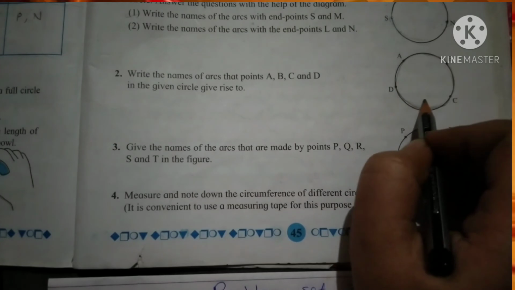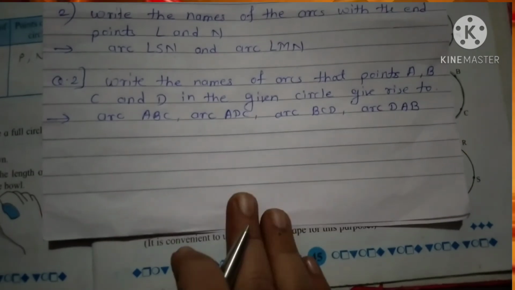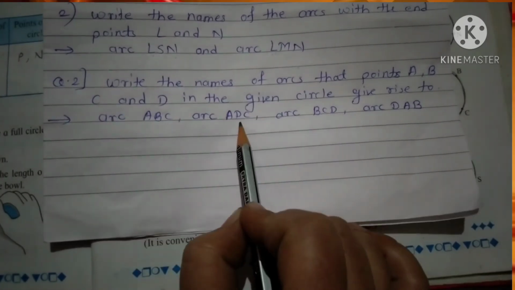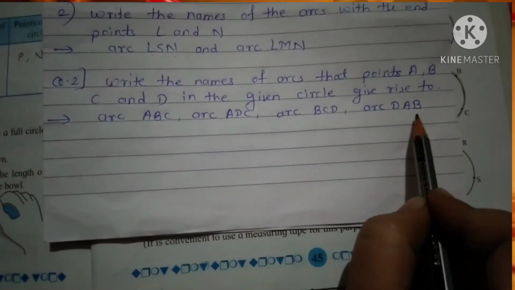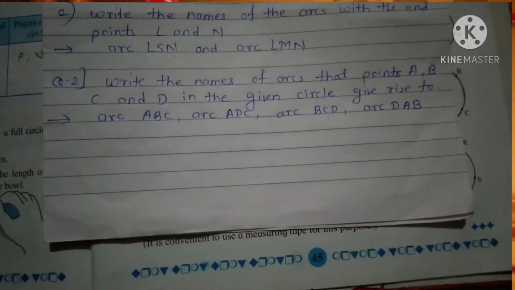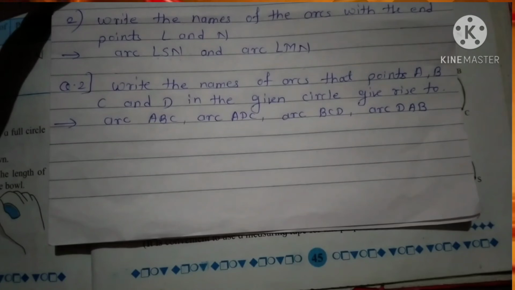Opposite to BCD we get arc DAB. This also we get. Now another arc: if we go with this path, arc CDA is the same as the previous ADC and ABC. So here we get the 4 arcs, and that name we have to write. So what is the answer? The arc ABC, arc ADC, arc BCD, arc DAB. These 4 arcs are what we get in that circle.